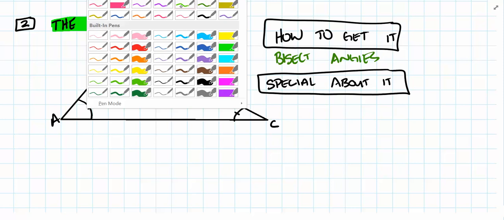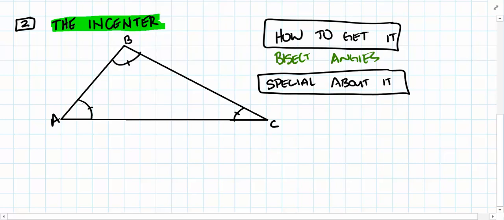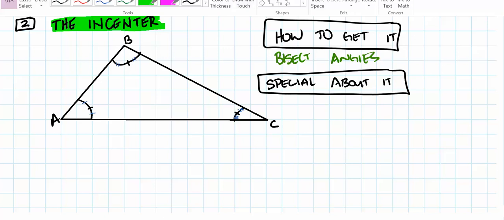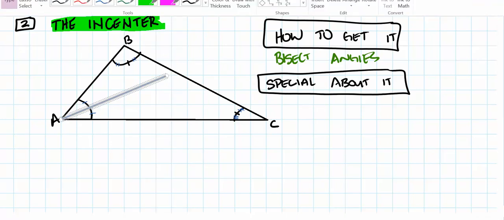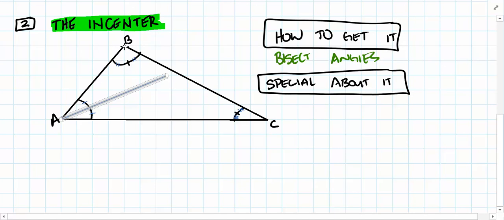So what does that do for me? Well, that creates that is equal to that. That one's equal to that. And finally, that one is equal to that one. Then from the vertex, if we bisect the angle, we're going to draw a line. Take your straight edge as clean as you can. From the vertex, bisect the angle and go about the center of the triangle. Bisect the angle.